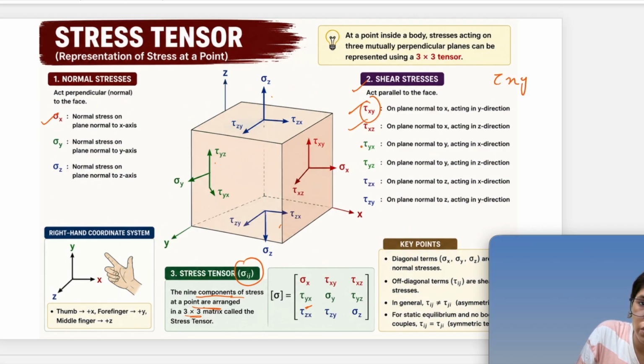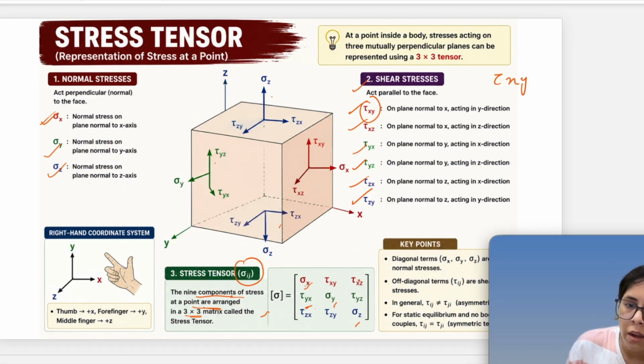We have 1, 2, 3, 4, 5, 6, 7, 8, 9. We have a total of 9 types of stresses generating on a body from all sides, and all 9 types of stresses will be arranged in the form of a matrix. That matrix is known as the stress tensor. So in this matrix, in the diagonal, we'll be putting the normal stresses, sigma x, sigma y, sigma z.